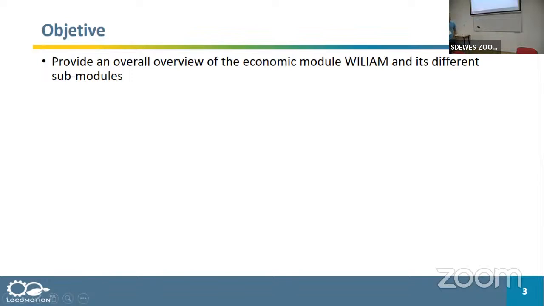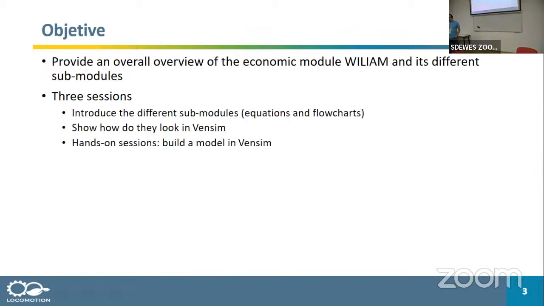Well, the objective basically is to provide an overall overview of the economic module of William and its different submodules, because the module is quite big and it has different modules representing the different parts of the economy, the different agents of the economy. And it's going to be split into 3 sessions. In the first session, I will introduce the different submodules. I will show you the structure, I will show you the equations. On top of the equations, that sometimes is quite hard to follow, I will show some kind of flow charts that show the relation between the different variables of the submodules.